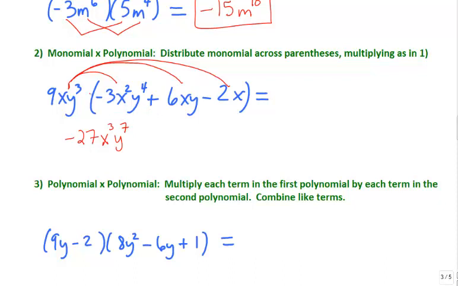Now I go to the middle term. So 9 times a positive 6 is a positive 54. An x times an x, that's like an x to the first times an x to the first. 1 plus 1 is 2, so this will be an x squared. And a y cubed times a y to the first becomes a y to the 4th when I add those powers. And then finally 9 times a negative 2 would be a negative 18. An x times an x is an x squared. And then that y cubed just stays the same because I don't have any other y's to multiply it with.